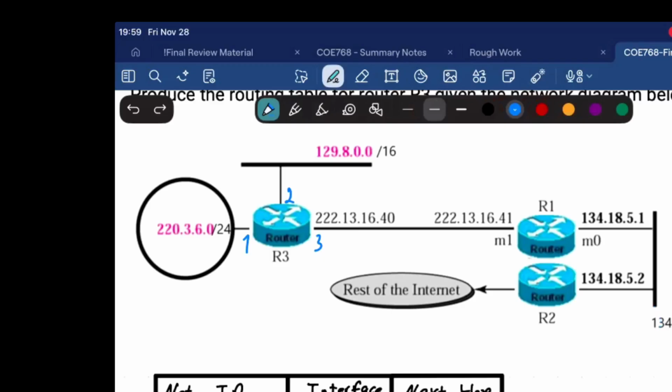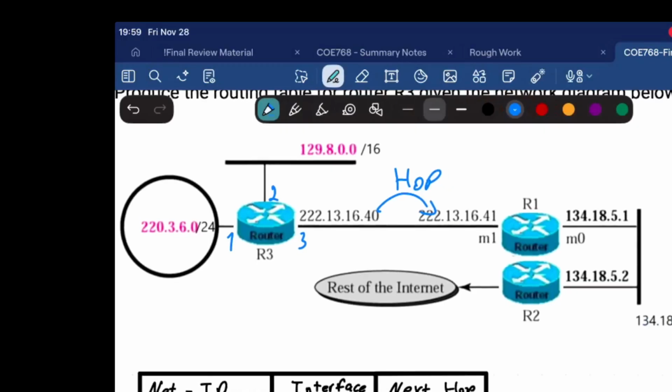network. The next hop is from its exporting port, which is 220.13.16.40, sorry. It will communicate to this address, which is its hop, as I think of it. And its next hop is going to be 222.13.16.41. So it would be this address that we would put as the next hop the router has to take in order to get to this address.